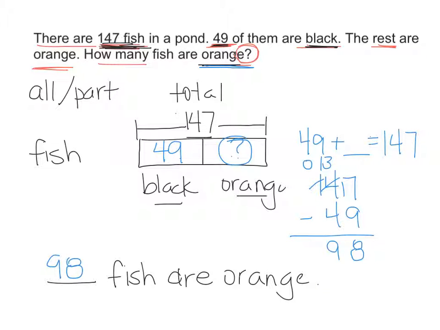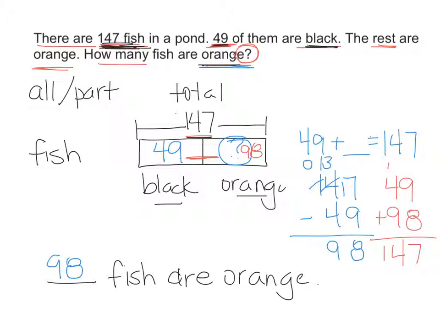I can always go back and check myself and think, well, if that is supposed to be 98 and I see part, whole, I can add my 2 parts to make a whole. So I'm going to check that with addition. 9 plus 8 is 17, carry my 1. 9 and 4 is 13, and 1 more is 14, and I ended up with my total. So I must be correct that 98 of the fish are orange.